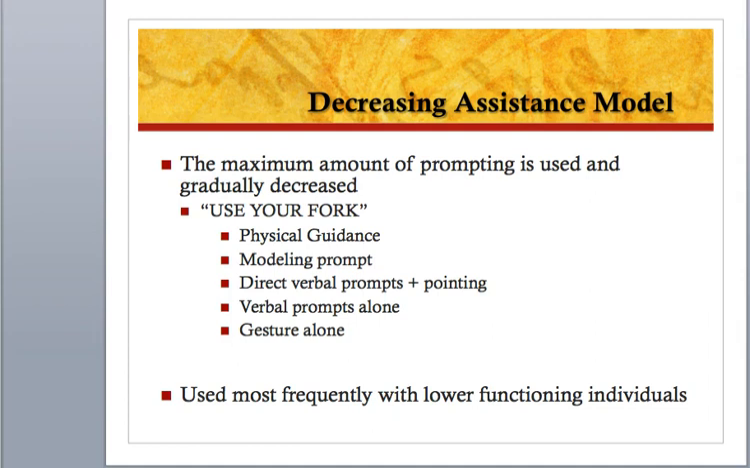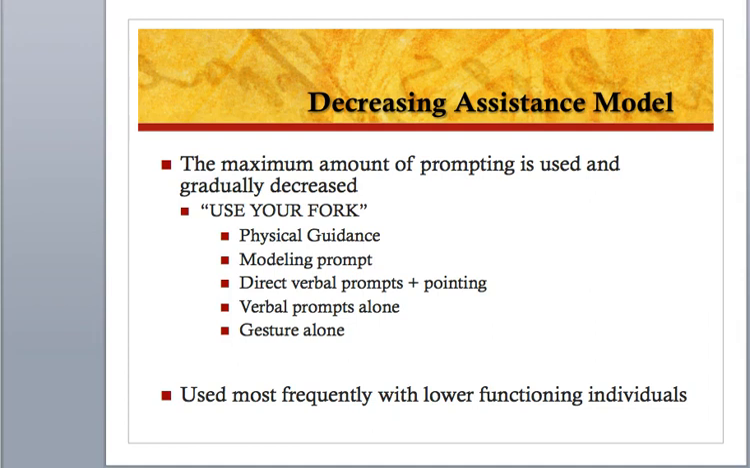I might then remove those pointing prompts and use just physical prompts alone, and then finally just use verbal prompts, and then finally just using a gesture where I point from sitting at another place at the table, simply point at the fork and see if they pick it up. Typically used more frequently with lower functioning individuals.